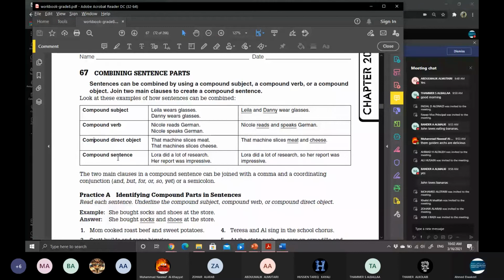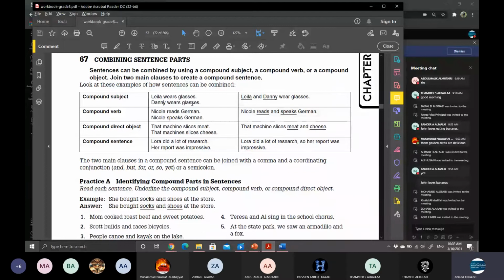For example, I have Laila wears glasses, Danny wears glasses. So I can just say Laila and Danny wear glasses. So now I have a simple sentence, yet inside that simple sentence I have a compound subject. Nicole reads German, Nicole speaks German. So Nicole reads and speaks German. Just like that, I have combined two simple sentences into just one simple sentence with a compound verb.